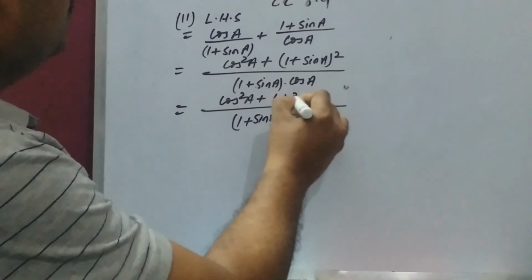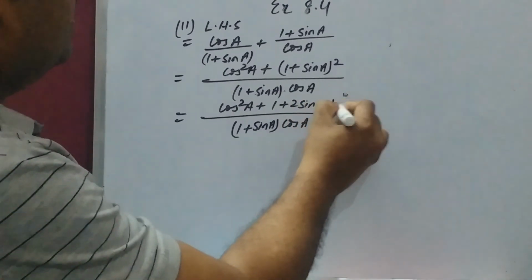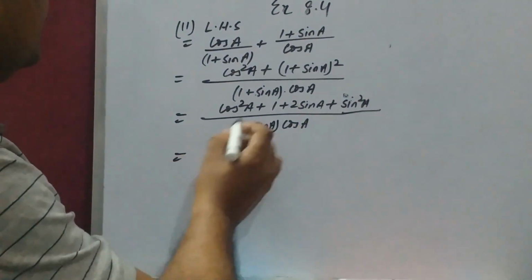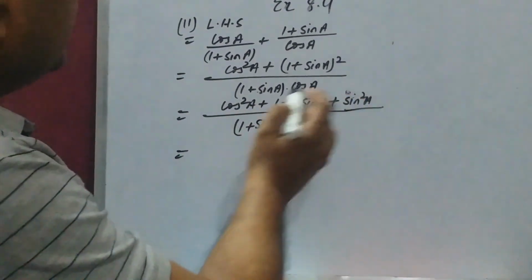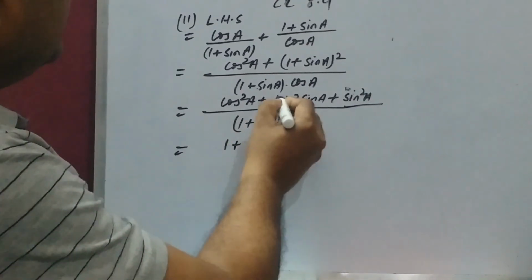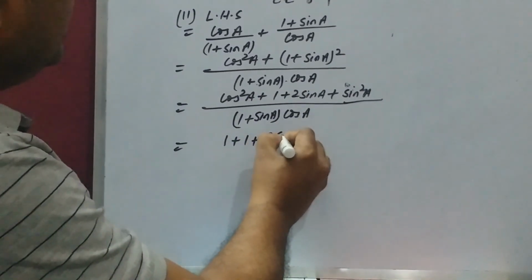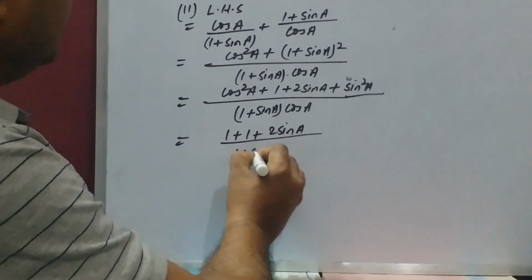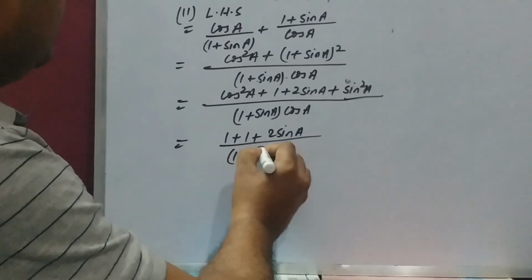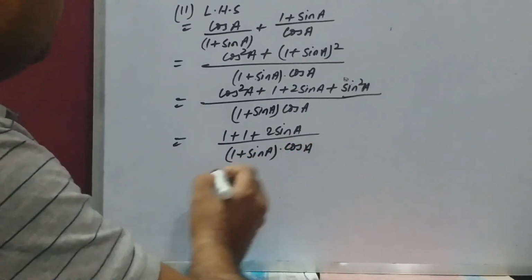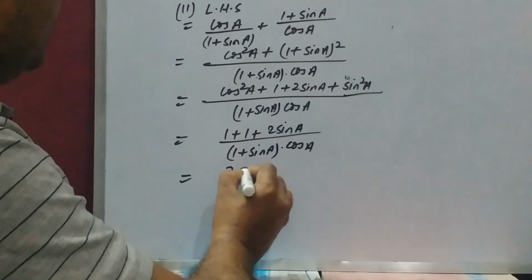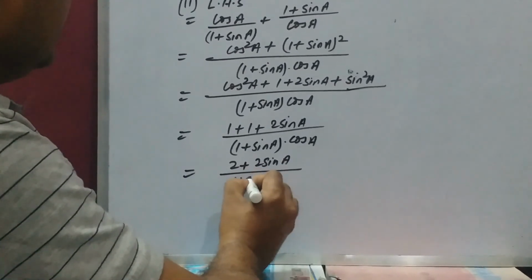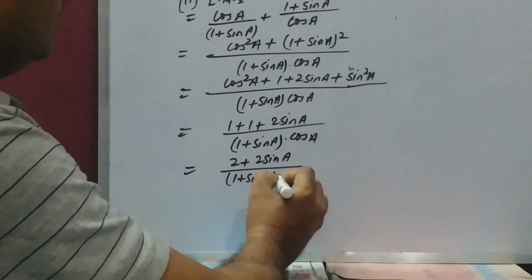Now 1 plus 2 sin A plus sin square A. Now for cos square A plus sin square A, you will write 1, and this is 1, and 2 sin A is from here, and 1 plus sin A into cos A. 1 plus 1, 2 plus 2 sin A, and 1 plus sin A into cos A.